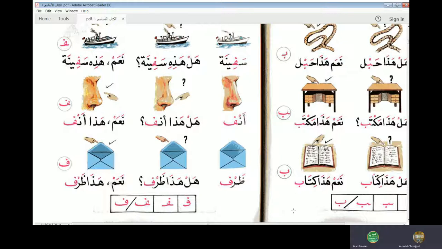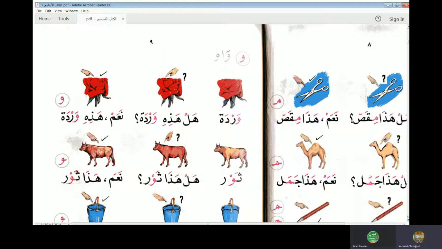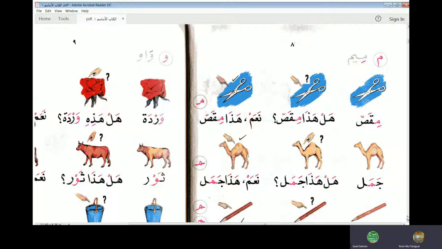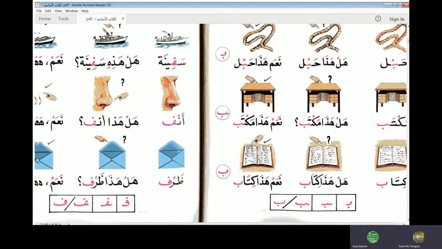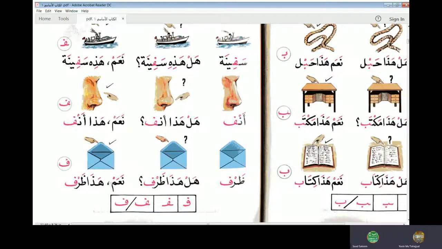Anf. Hal hadha anf? Naam, hadha anf. Nose. Is this a nose? Yes, this is a nose. Zarf. Hal hadha zarf? Naam, hadha zarf. Envelope. Is this an envelope? Yes, this is an envelope. Let me write that down. Can I see how that's spelled again? I want to write that one down. Okay. I'm ready.